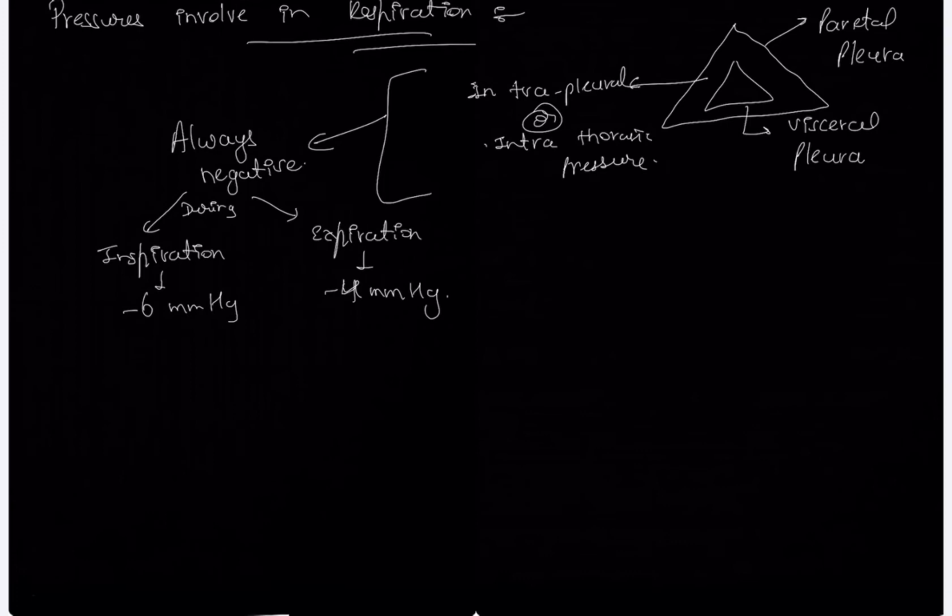Okay, so during expiration it's a little bit positive, but it's not positive; it's positive only as compared to -6. -4 is bigger than -6, it's basic maths. Sometimes there is a question regarding this, they try to confuse you, but remember it's always negative. It is slightly greater during expiration, this intrapleural pressure. If this becomes positive, the lungs will collapse. Boom.